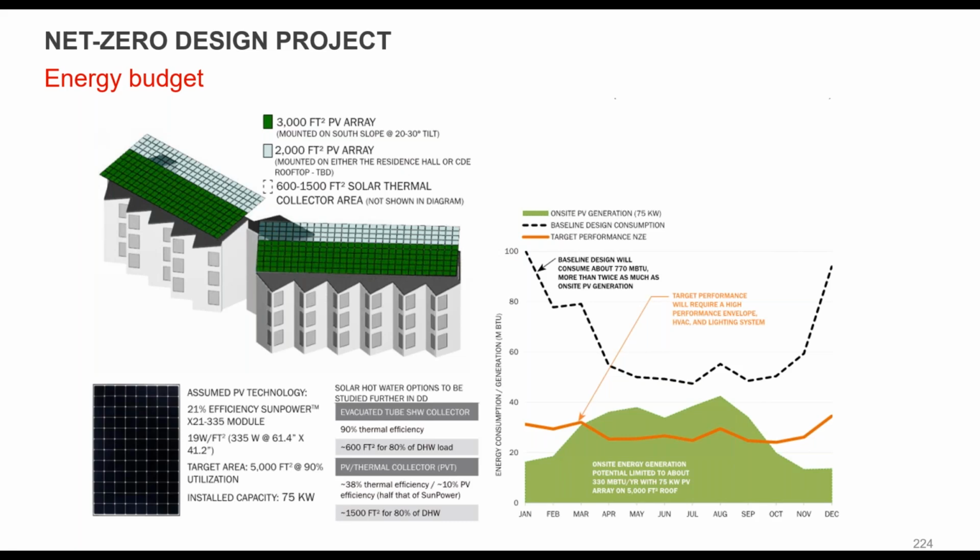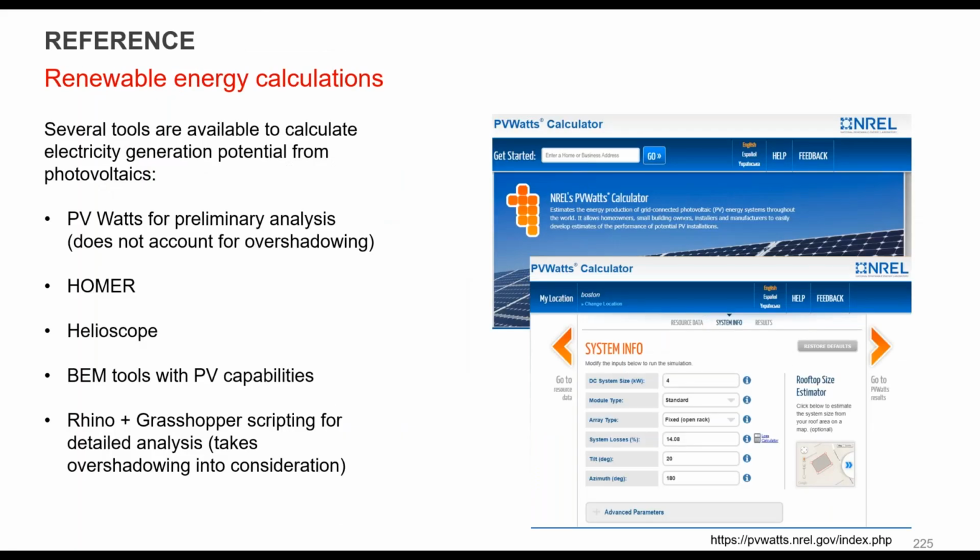Baseline design you see is the black line in the chart on the right, but the target performance requires a high performance envelope, HVAC, and lighting if you're going to offset that and be able to go to about zero. So there are several tools out there. PV Watts allows you to do some quick calculations for that. Homer, Helioscape, and then a number of the building energy modeling tools have PV capability as well, so that you can get more accurate results tied to that. Rhino and Grasshopper have scripting for detailed analysis. These and some of the other tools will take into account overshadowing.